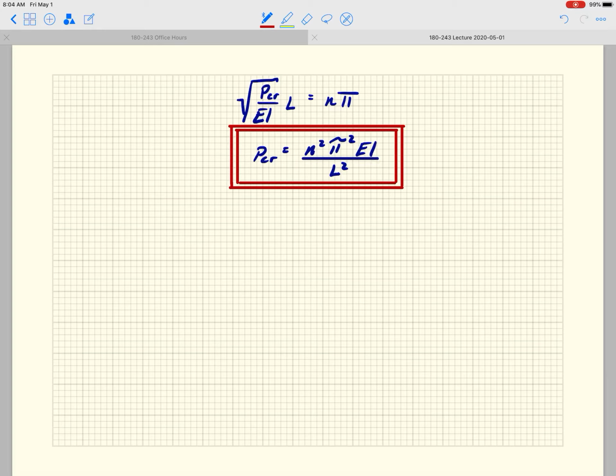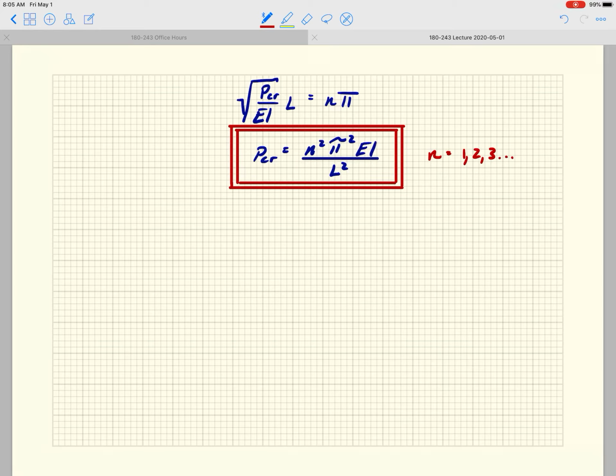Right? So that is our buckling load. If I give you a column and you want to calculate the lowest buckling load, here we would say that n equals 1, 2, 3, all integer values.